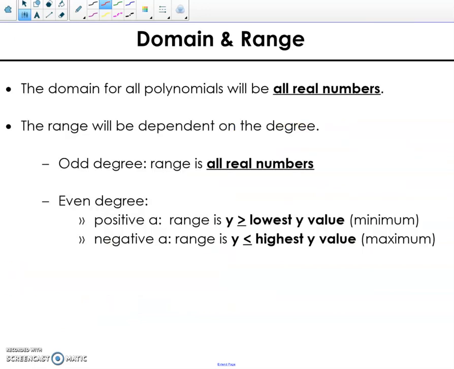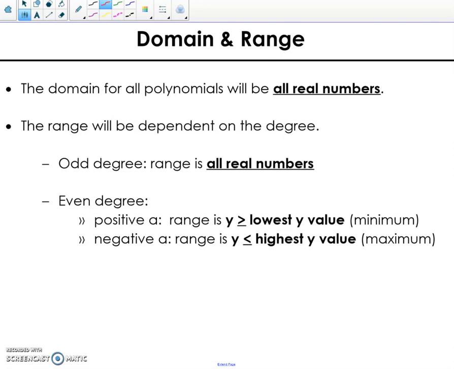The last thing that we're going to talk about is the domain and range. The domain for every polynomial will be the same, and it will be all real numbers. So that means that the x direction, both left and right, are going to continue infinitely in both directions. The range will be dependent on the degree. So if we have an odd degree, the range will be all real numbers. So we think about when it's odd, the ends point in opposite directions. So that means it's going up and down forever, so all of the y's will be touched.